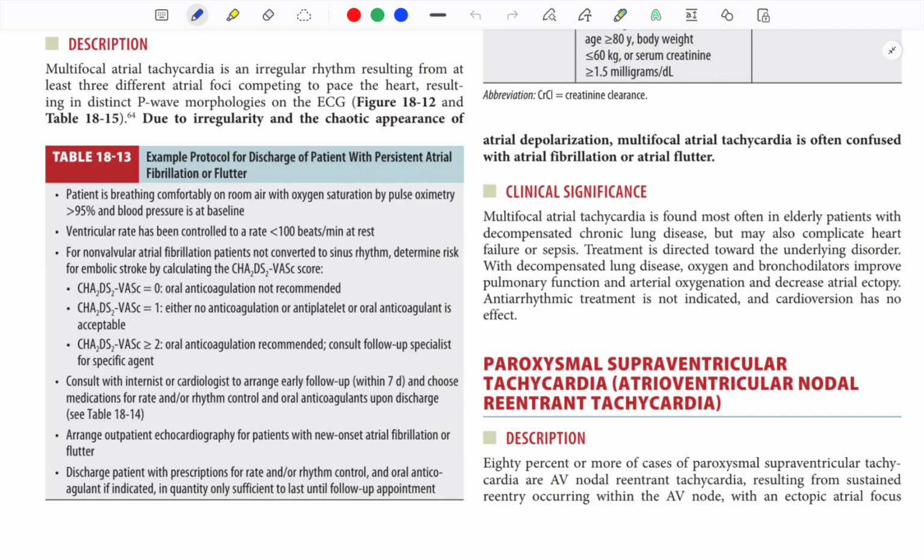If you want to discharge a person with persistent atrial fibrillation or flutter, see his saturation. SpO2 should be more than 95% and heart rate should be less than 100. For non-valvular AF, not converted to sinus rhythm, calculate a CHA2DS2-VASc score. If it's 0, then no anticoagulation is required. If it is 1, either no anticoagulation or start anticoagulant. How do you decide? You calculate a HAS-BLED score.